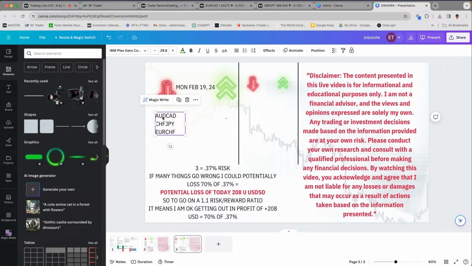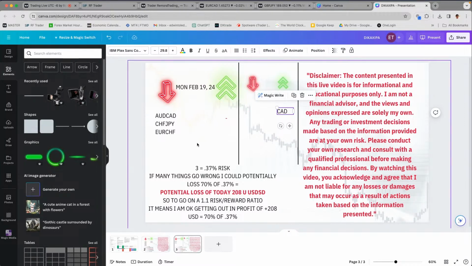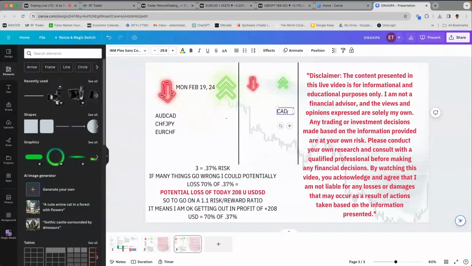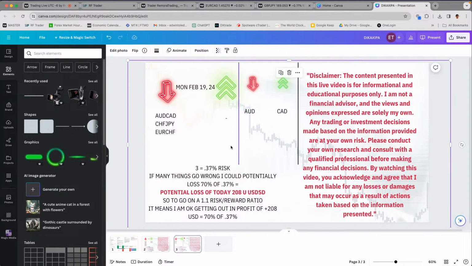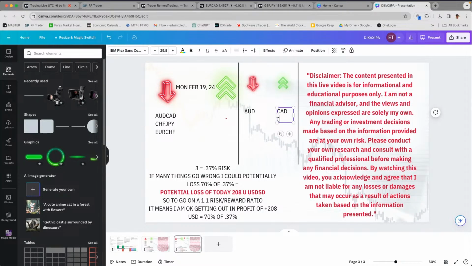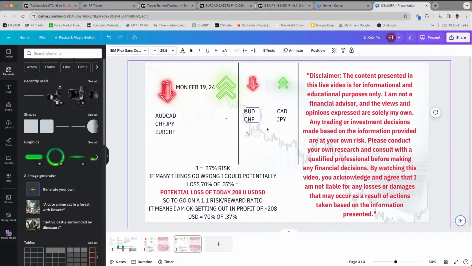So by selling AUD CAD, I said CAD strong. So when I sold this, I already said my bias for the CAD is that it will be strong, at least for a while. And also I said AUD weak, and that's the bias that has to be respected. So when I sold CHF Jan, I said Jan strong, and I said CHF weak.